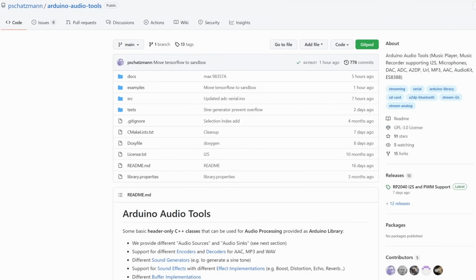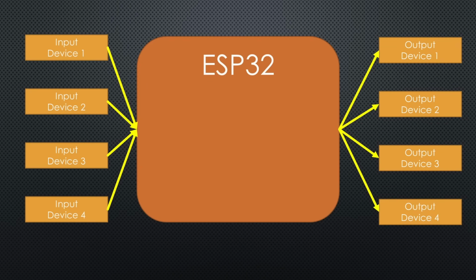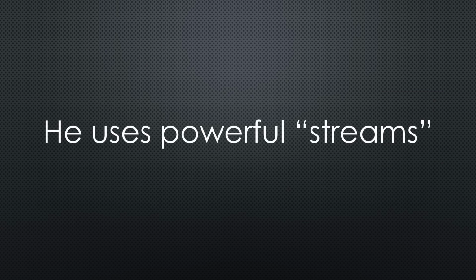I wanted to use the ESP32 to build digital filters when I discovered this beauty, the Audio Tools Library from P. Schatzman. It covers nearly all thinkable combinations of input and output devices. And, as we will see, he uses an extremely simple way of dealing with them – streams.